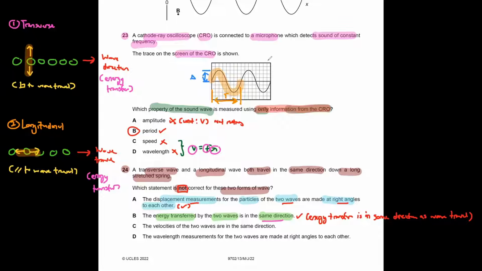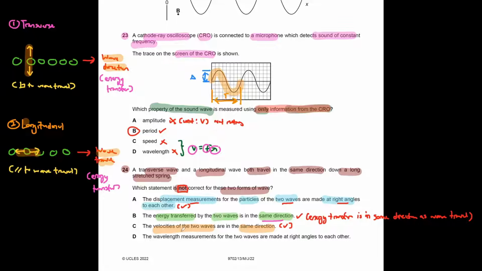Okay. And then if you look at answer statement C, the velocities of the two waves are in the same direction. This is also kind of true. Your wave direction is both going towards the right. Your velocity is also going to be towards the right. So answer statement C is also correct here. All right. So that leaves you with the last statement being the incorrect one.